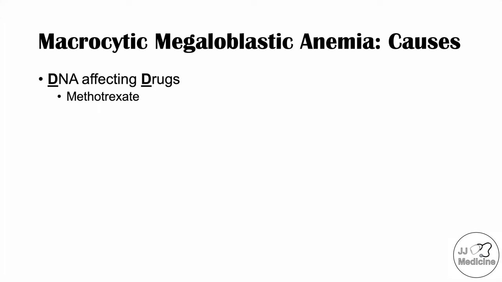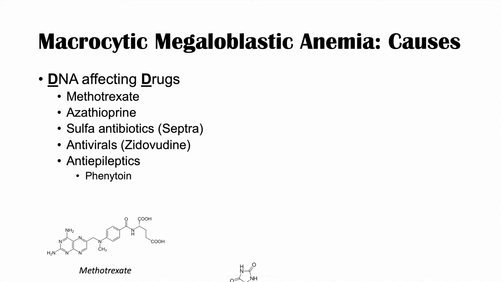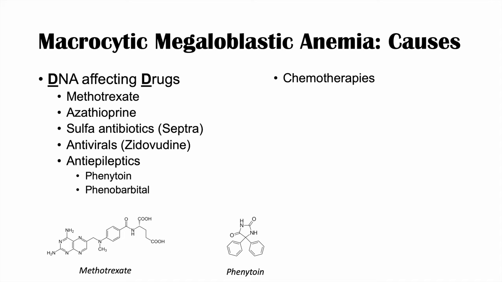So folate deficiency and vitamin B12 deficiency aren't the only causes of macrocytic megaloblastic anemia. Remember that mnemonic I told you, the D's are the causes of macrocytic megaloblastic anemia. The other D's here are the DNA affecting drugs. The first one here is methotrexate, which can lead to a macrocytic megaloblastic anemia. Another one is azathioprine. Septra or sulfa antibiotics like trimethoprim sulfamethoxazole can also do this. Antivirals like zidovudine, antiepileptics like phenytoin and phenobarbital can also lead to macrocytic megaloblastic anemia. Chemotherapies can also lead to it, including 5-fluorouracil. It can impair DNA synthesis, leading to a macrocytic megaloblastic anemia.